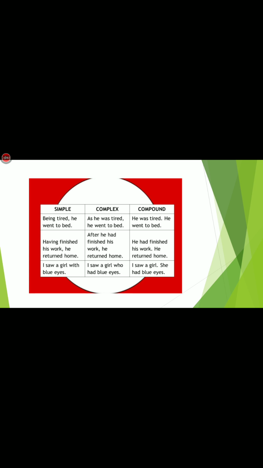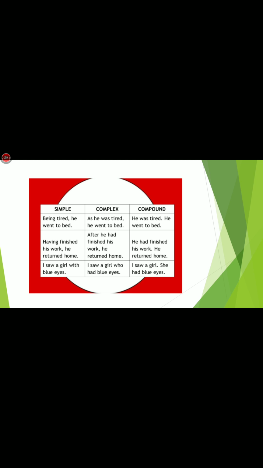Now when you are making it into a compound sentence, the simple sentence has to be reframed in such a way that you create two clauses, but those two clauses will be completely independent of each other. You could do without one clause and it would still make sense. So in a compound sentence: he was tired, he went to bed. You just join these two sentences with the help of a conjunction. He was tired, so he went to bed.